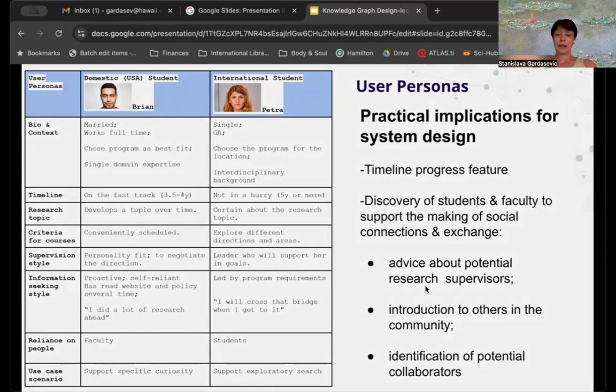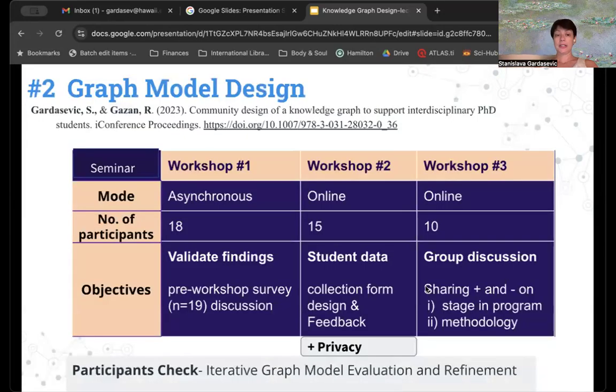dissertation committee. So the second stage of the study is a graph model design, and it was done through 3 workshops. The first one was prior to COVID, so it was asynchronous, and then I wanted to validate findings from the previous part of the study to see if what I found in the first part of the research was correct or not. So we did some surveying and we discussed. The other 2 were fully online.